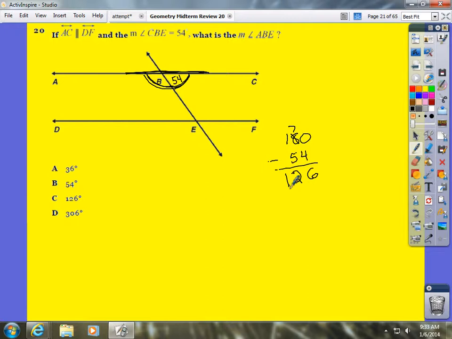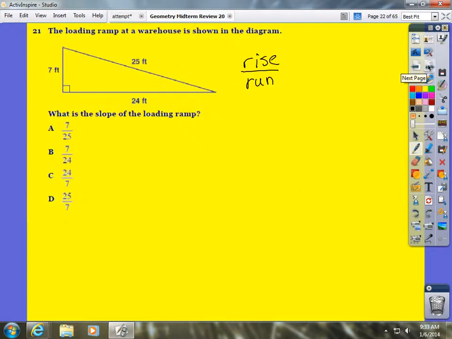Easy enough. The loading ramp at the warehouse, we did this one as a power-up. Remember that the slope was what they're wanting, and slope is rise over run. The ramp rises 7 feet, and the run is its horizontal distance, which is 24 feet. So it's going to be 7 over 24, which is B.